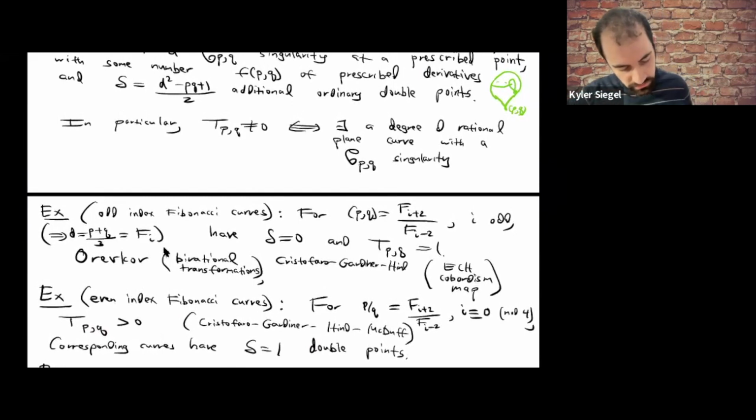And so as far as I know, in particular, this gives a new family, I think, of rational plane curves with some relatively simple singularities, which I don't know if these are known in the algebraic geometry literature or not.